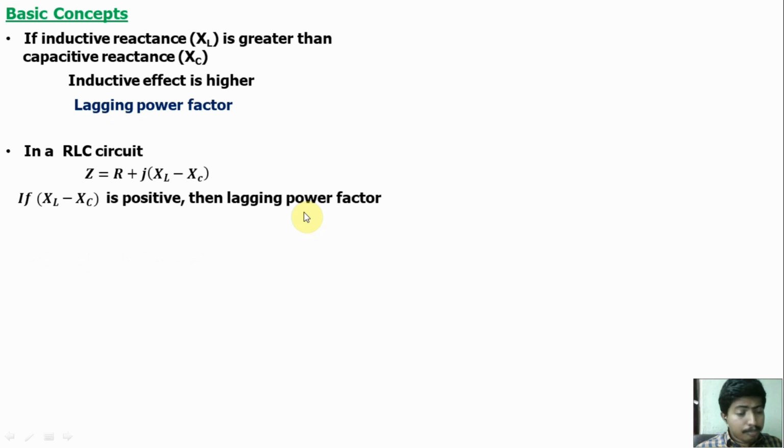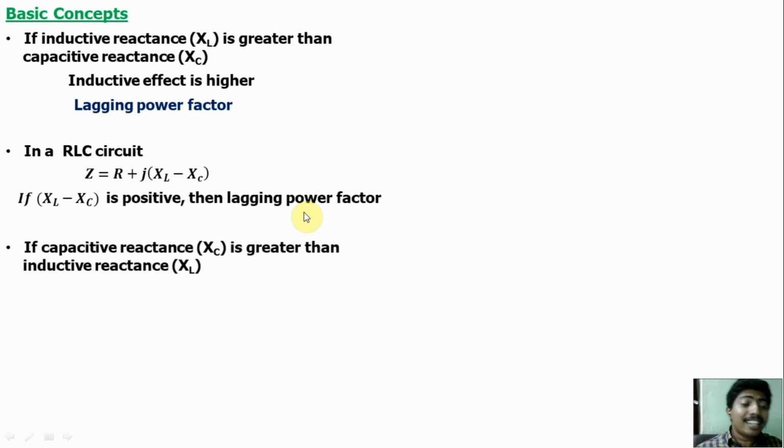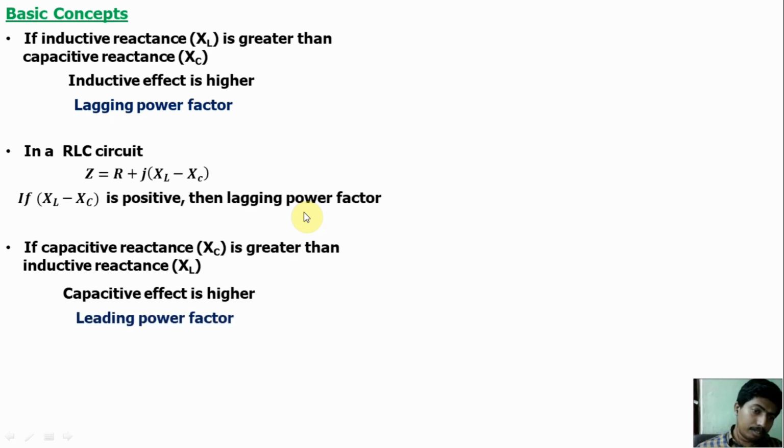Opposite side. If capacitive reactance is higher than the inductive reactance, capacitive effect is higher. That means leading power factor. For that case, XL minus XC is negative.